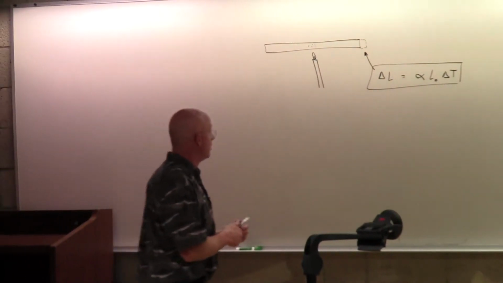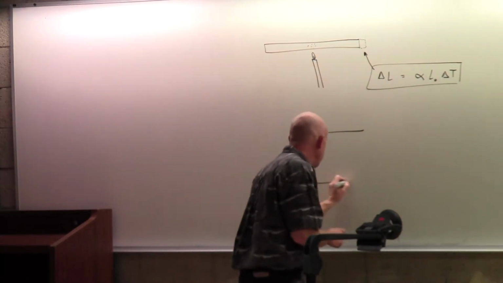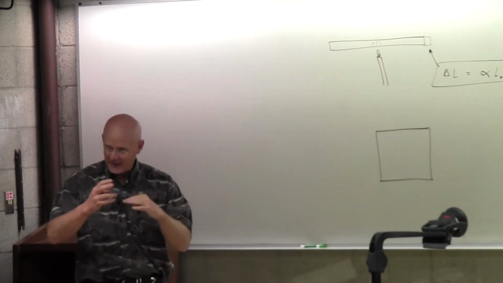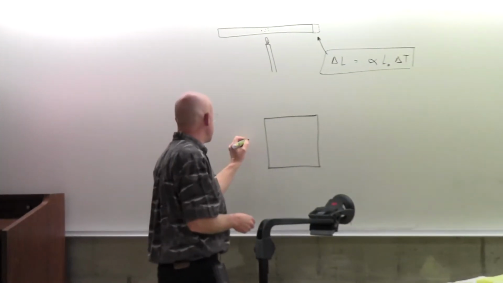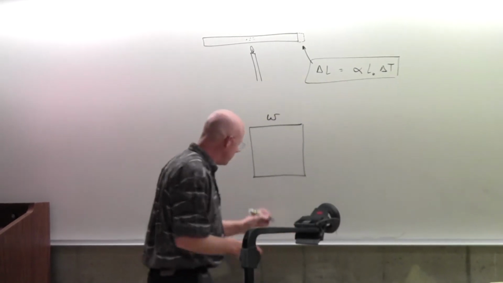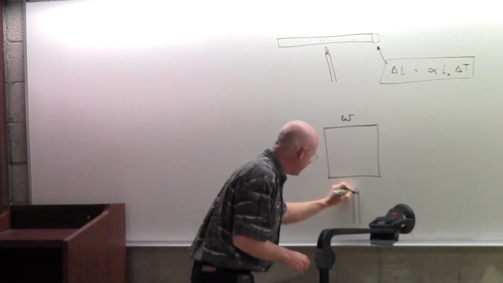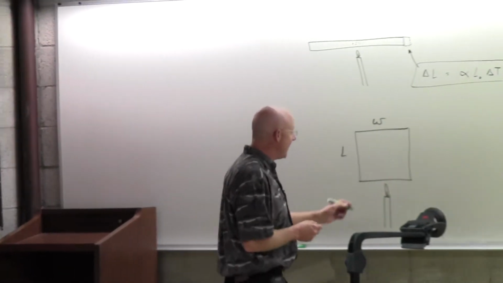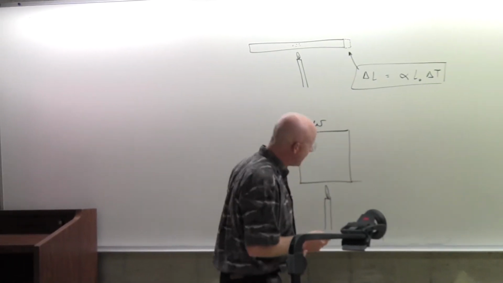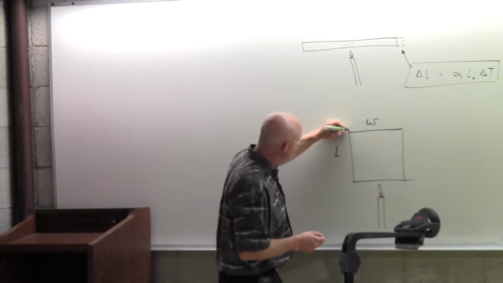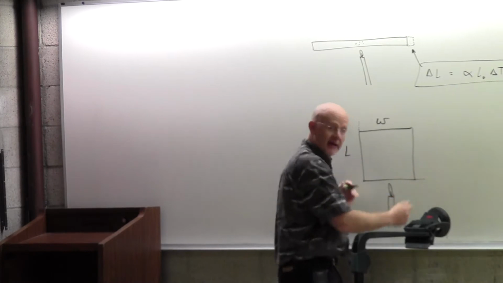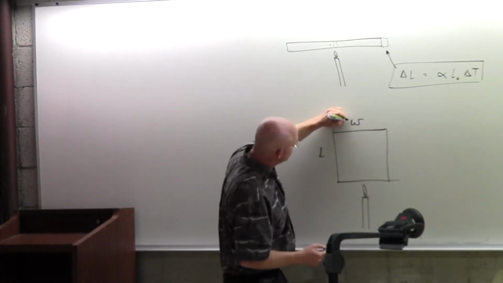Let's expand this a little bit, because in reality, things aren't always built with just a length. They're built with a length and a width. So if something has length L and width W, what happens to its surface when you heat it? Okay, it's going to expand not only in its length, but also in its width, the way I got it labeled. But it is going to get bigger.